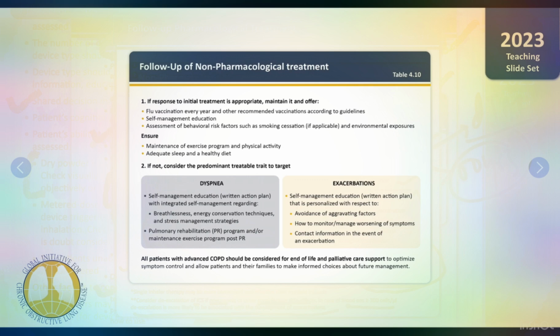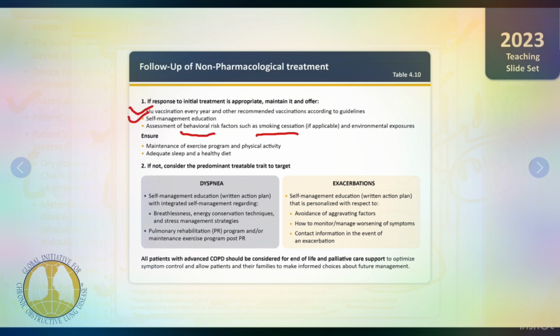They are telling if initial treatment is appropriate, then we should maintain it, and we should offer them flu vaccination every year and other recommended vaccination according to guidelines, self-management education, assessment of behavioral risk factors such as smoking cessation if applicable and environmental exposures, and ensure maintenance of exercise program and physical activity, adequate sleep and healthy diet. If response is not there, then consider the predominant treatable trait to target. So, whether dyspnea is prominent or exacerbation is prominent.